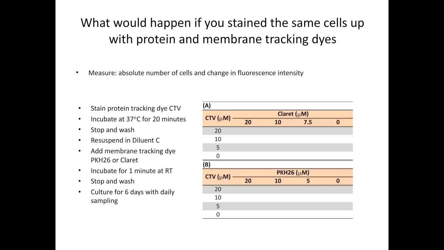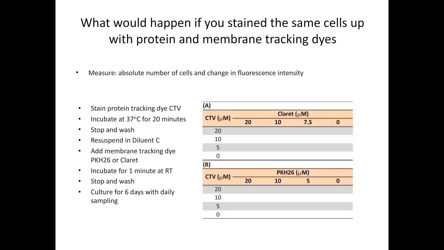So we stained the cells up with the tracking dye. In this case, we used cell trace violet. Then we incubated those for 20 minutes, did some washing, then we stained them up with the PKH26 or the claret dye, did a quick incubation, stopped, washed, and cultured them for 6 days.